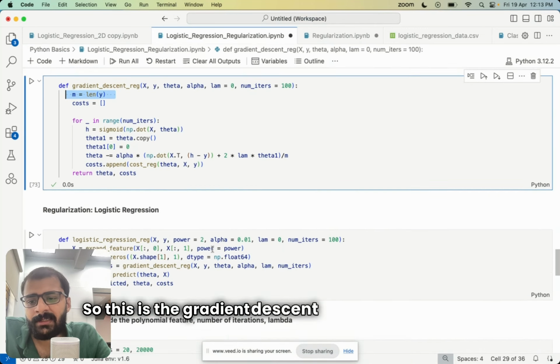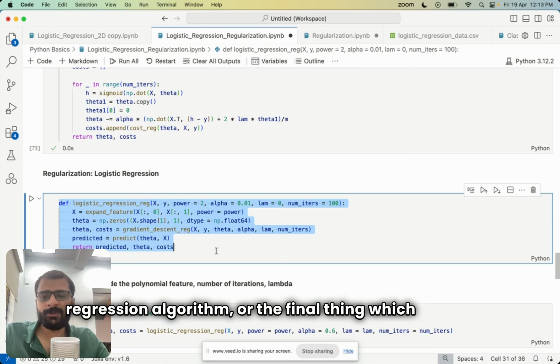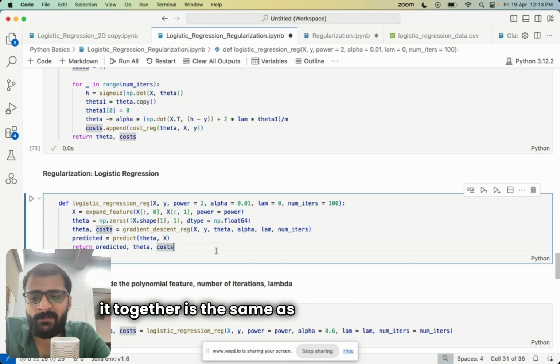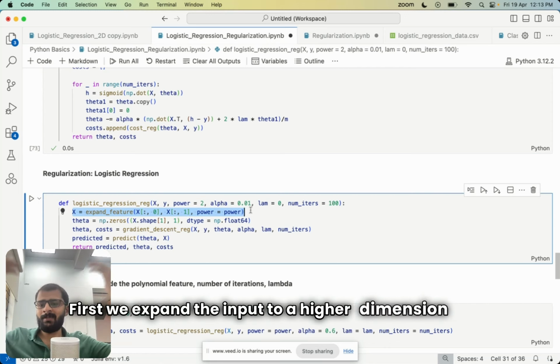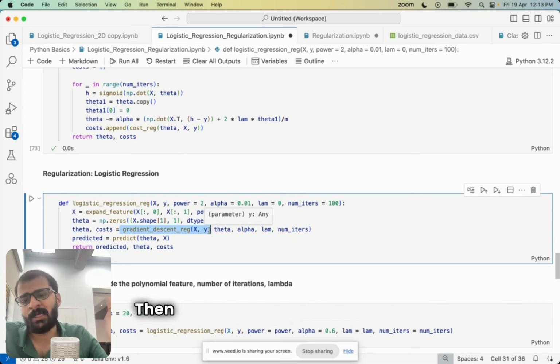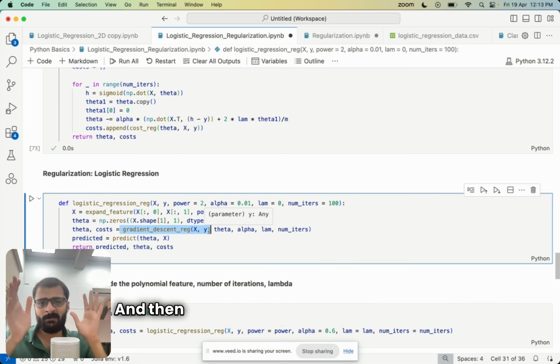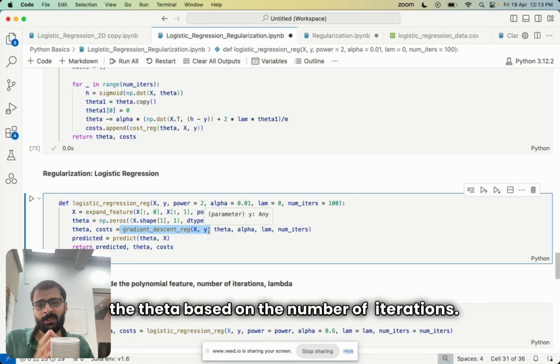So this is the gradient descent, and the final logistic regression algorithm, or the final thing which puts all of it together, is the same as for no regularization. First we expand the input to a higher dimension space, then we implement the gradient descent. That's it. Then we keep on updating the theta, and then we return the theta, or we finalize the theta based on the number of iterations.